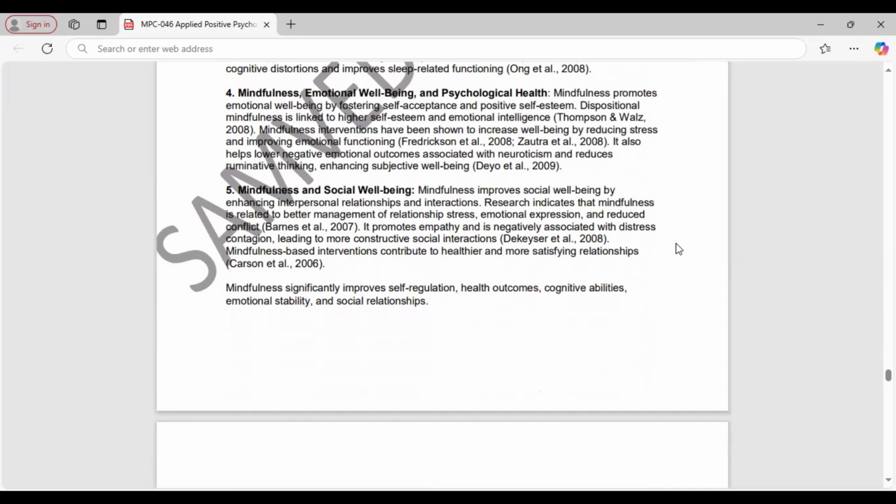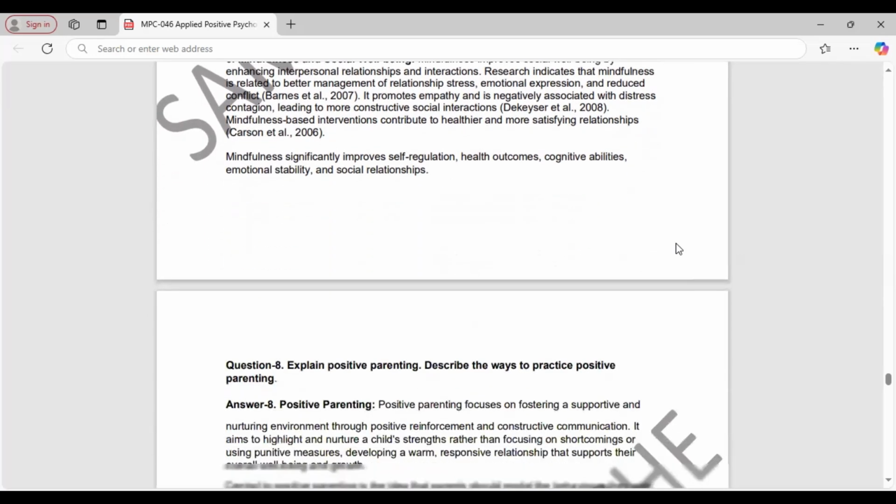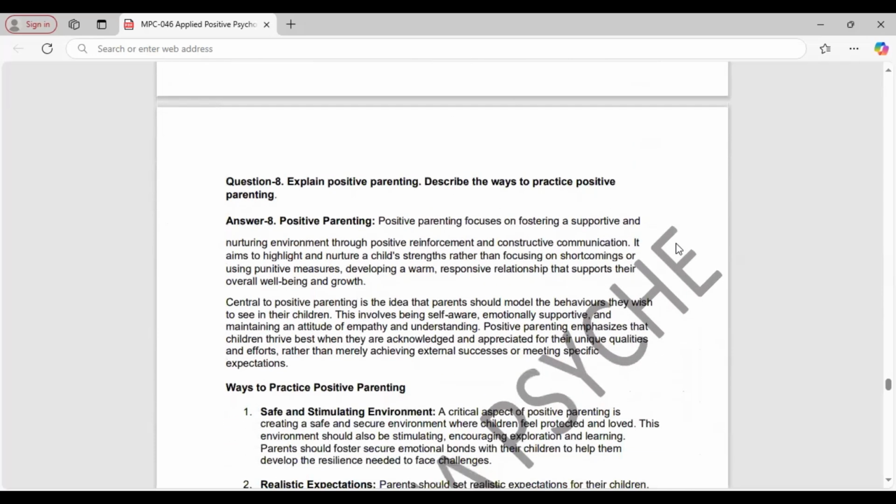Mindfulness and social well-being. Mindfulness improves interpersonal relationships by managing stress, enhancing emotional expressions, and reducing conflicts. It promotes empathy and leads to healthier and more satisfying social interactions. Thus, mindfulness significantly enhances self-regulation, health, cognitive abilities, emotional stability, and social relationships.